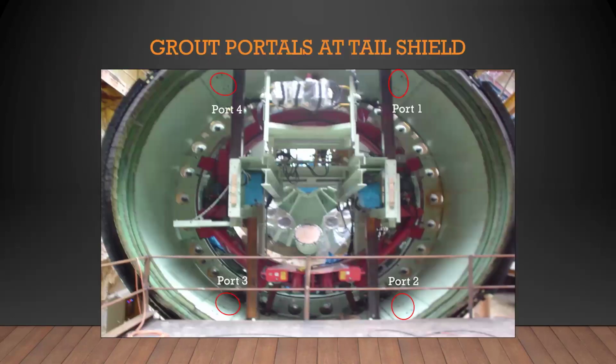This is the tail shield. There are three types of shield: one is the front shield, another is the middle shield, and the last one is the tail shield. In the tail shield, you can see there are four ports: port one, port two, port three, port four, through which grout is supplied to stabilize the ring.